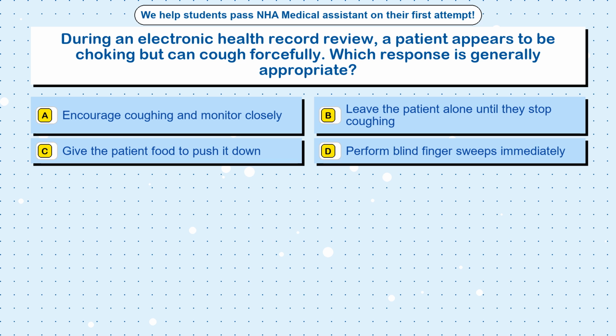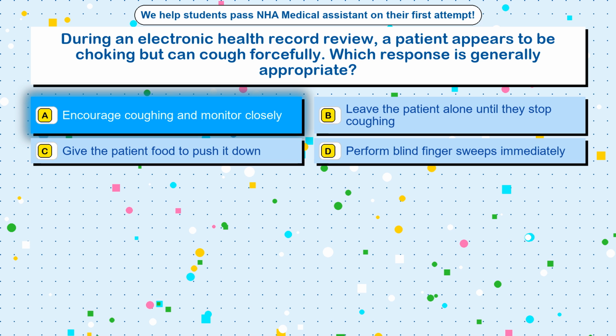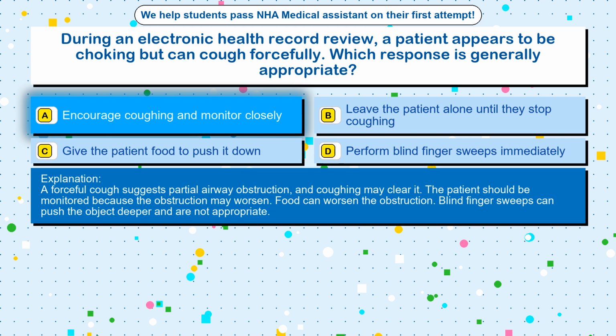Option D. Perform blind finger sweeps immediately. The correct answer is option A. Encourage coughing and monitor closely. A forceful cough suggests partial airway obstruction, and coughing may clear it. The patient should be monitored because the obstruction may worsen. Food can worsen the obstruction. Blind finger sweeps can push the object deeper and are not appropriate.